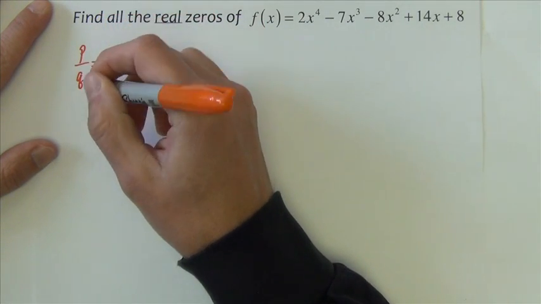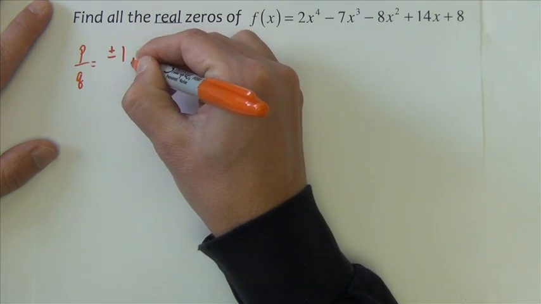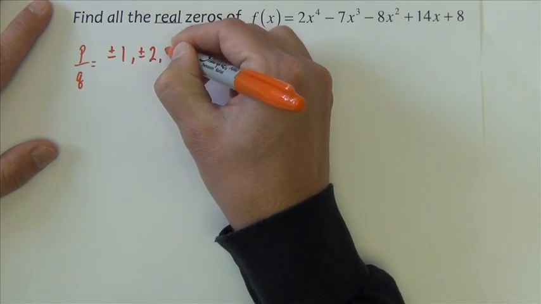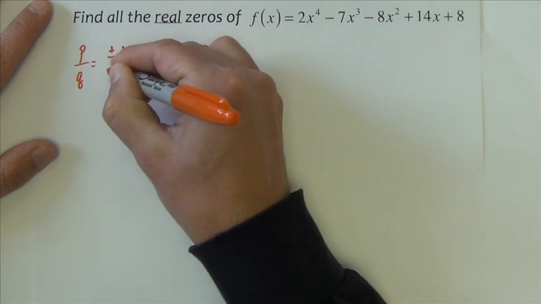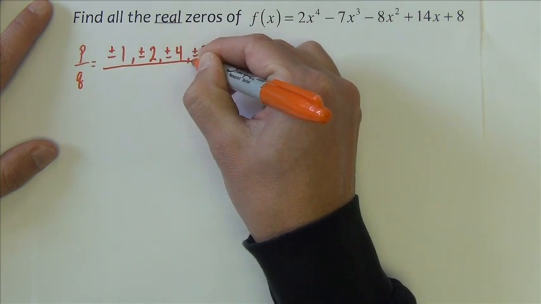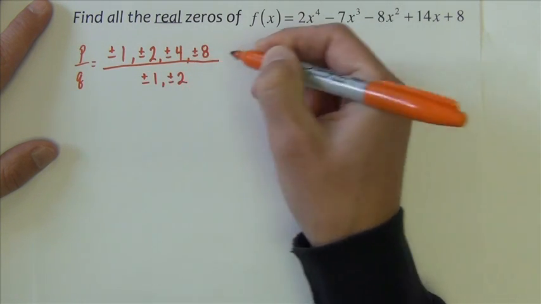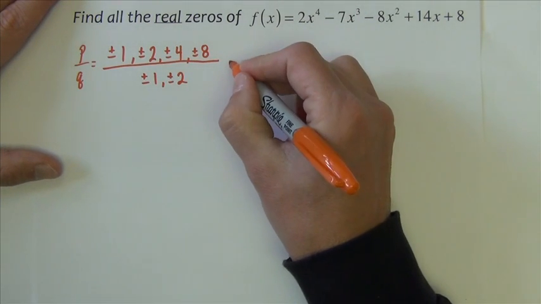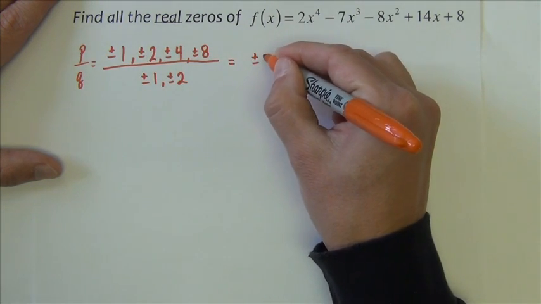So this is the p divided by q. I want factors of 8: 1 times 8, 2 times 4, divided by factors of 2. Okay, so our list of possibilities are, so I'm going to take 1 divided by each of these.